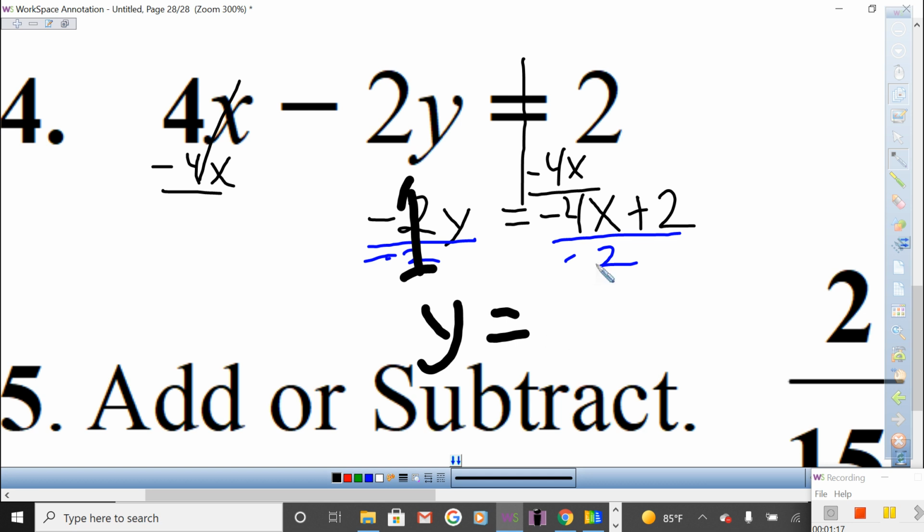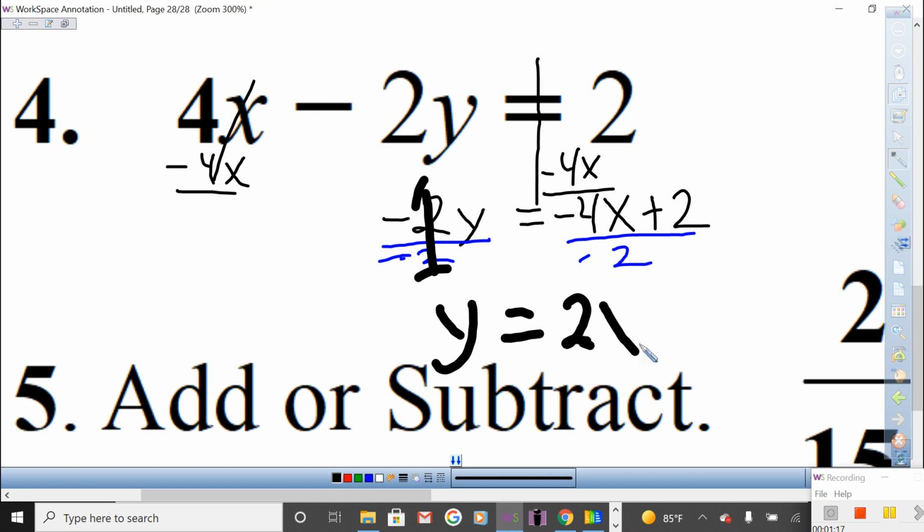y equals 2x minus 1. And if you got that, okay, good. Let me zoom out.